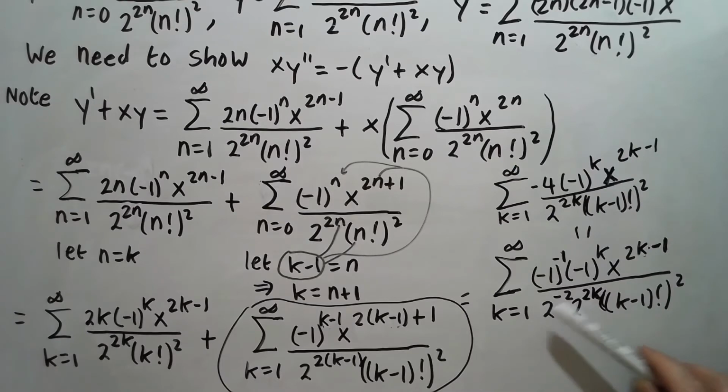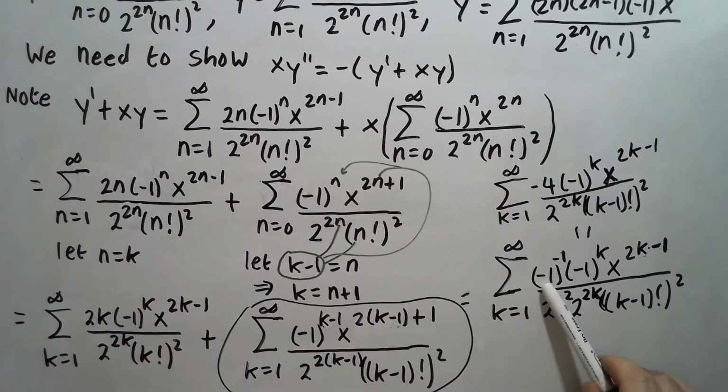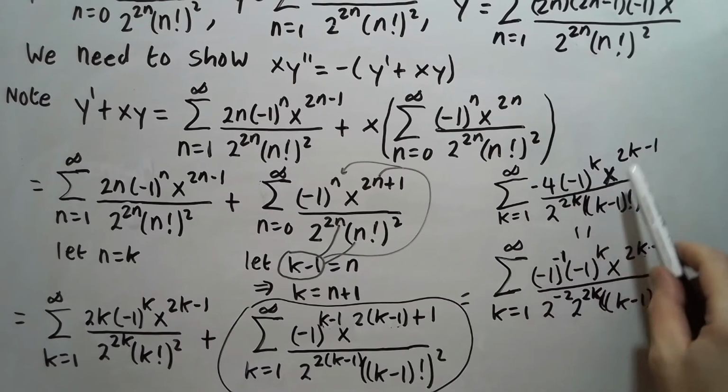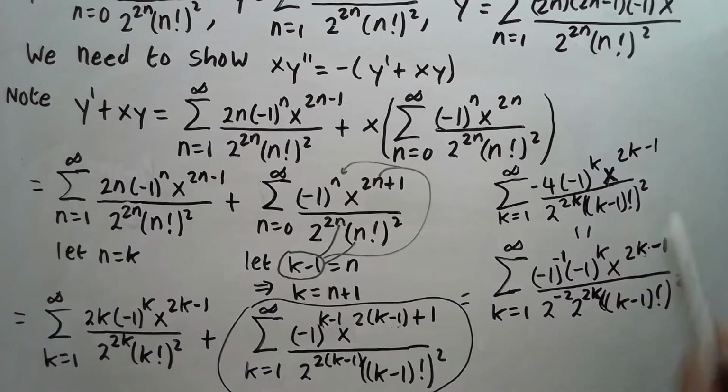So let me write one more time here. Okay, so it simplifies to this. So again, the 2 to the minus 2 comes to the top, becomes 4. And this will change to a minus, it'll be minus 4, minus 1 to the k, x to the 2k minus 1 over 2 to the 2k, k minus 1 factorial squared. Okay, so I'm out of space here. So let me erase a few things and we'll keep going.